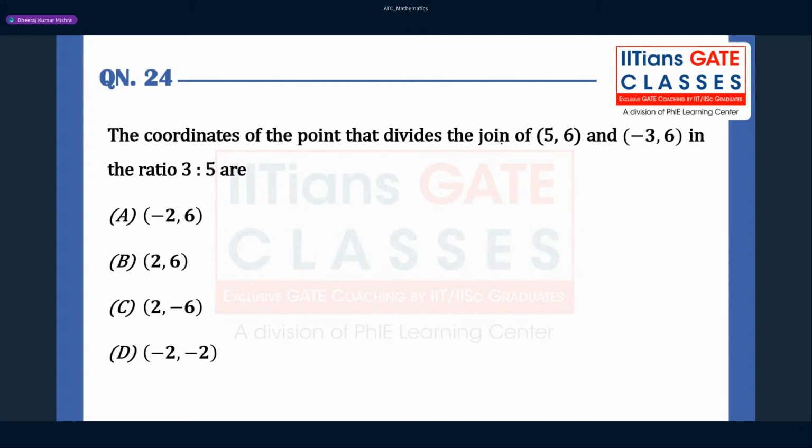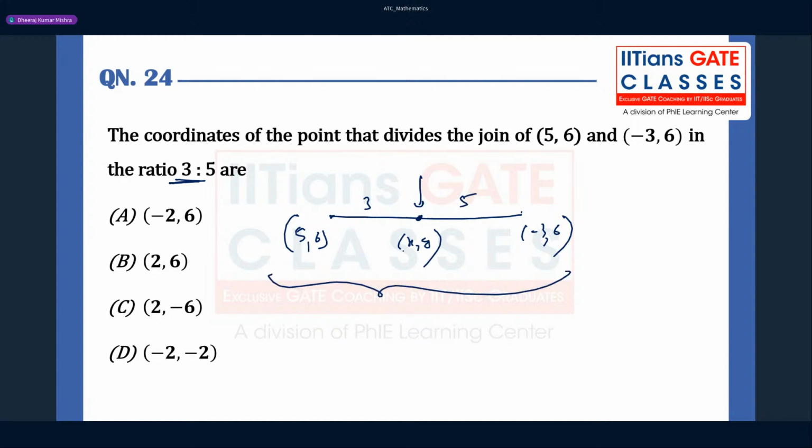The coordinates of a point that divides the join of (5, 6) and (-3, 6) in the ratio 3 is to 5. Okay. So what is that point? They are saying that these are the points, (5, 6) and (-3, 6). So one point is there, and that point you have to find out, x comma y, that divides this entire line segment in the ratio 3 is to 5, right? That is what the question is.